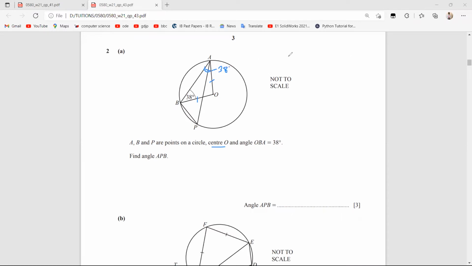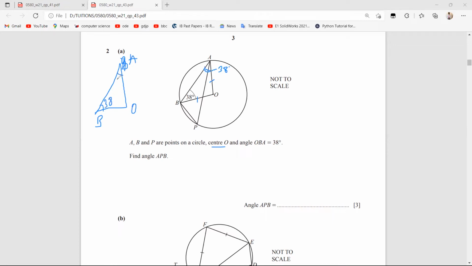So that means we can get the angle at O. Inside that triangle, we have triangle ABO. Let me just sketch it here. Sorry, that is A. This is B. That's O. Now this is 38.